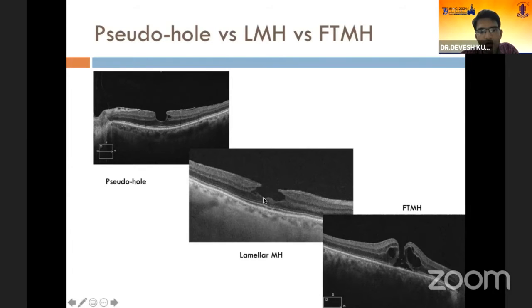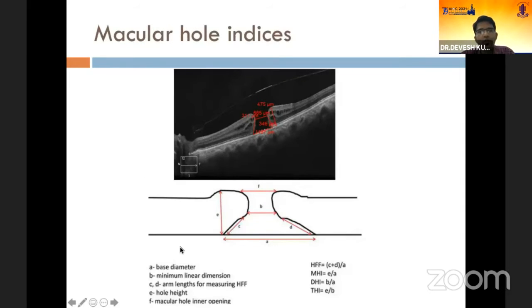In the lamellar macular hole, there is loss of the retinal tissues and the edges are sloping. In a full thickness macular hole, there is a full thickness defect starting from the inner layer to the retinal pigment epithelium. So in macular hole, we know that OCT is of paramount importance in prognosticating both the anatomical prognosis as well as the functional prognosis. So we have different indices: the macular hole indices, the diameter hole indices, and the tractional hole index, and the hole forming factor, which can be computed based on the measurements.